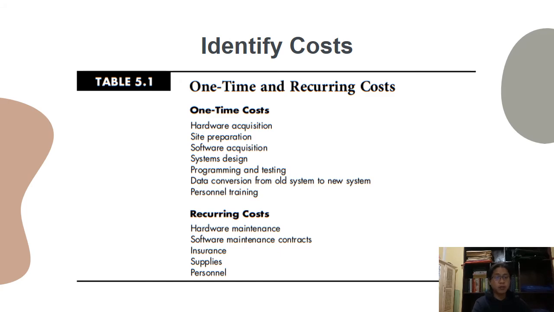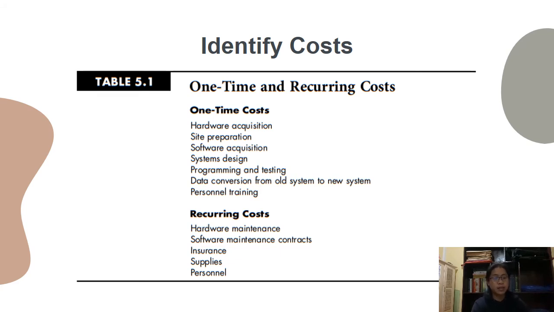The first step of the application of a cost-benefit analysis, identify costs. One method of identifying costs is to divide them into two categories: one-time costs and recurring costs. One-time costs include the initial investment to develop and implement the system. Recurring costs include operating and maintenance costs that recur over the life of the system.